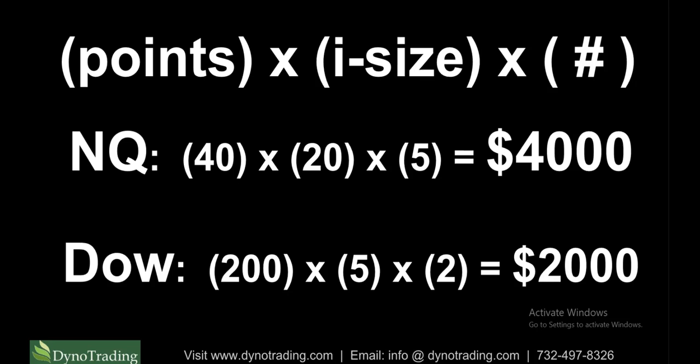So you can see there's a 5 plugged in there on the variable. And then the last variable is 2. Let's say you're trading a 2 lot. Well, you'll make $2,000 per day if you can capture 200 points on the Dow, which again, is not hard.